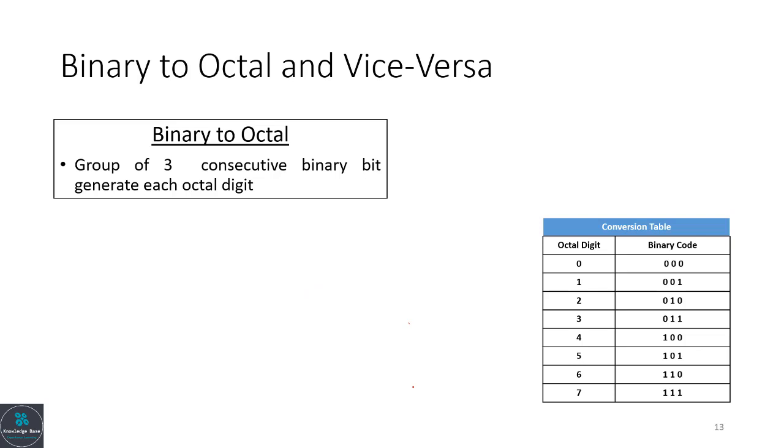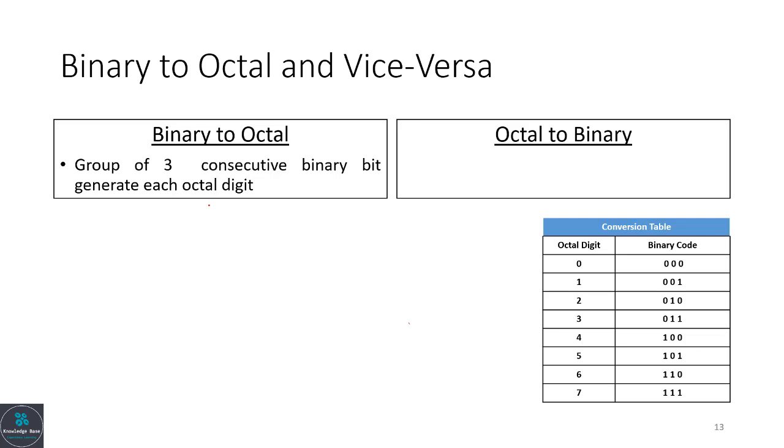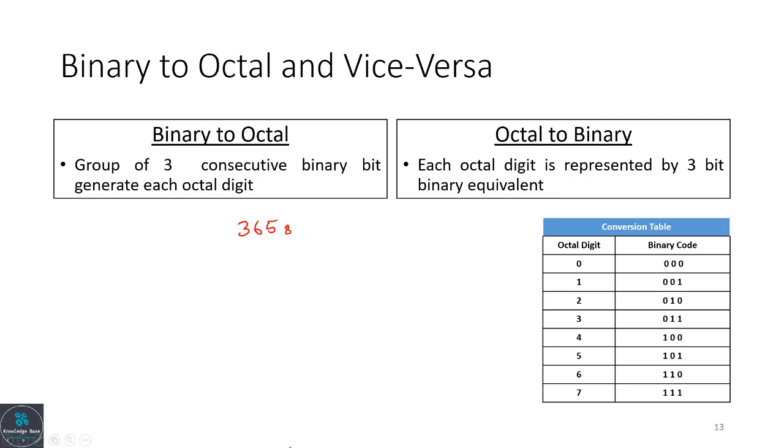Next we are going to convert an octal number into its equivalent binary number. Here what we have to do, each of the octal digits will be represented by a 3-bit binary equivalent using this conversion table. So let us take 365. This octal number we need to convert into its binary value.